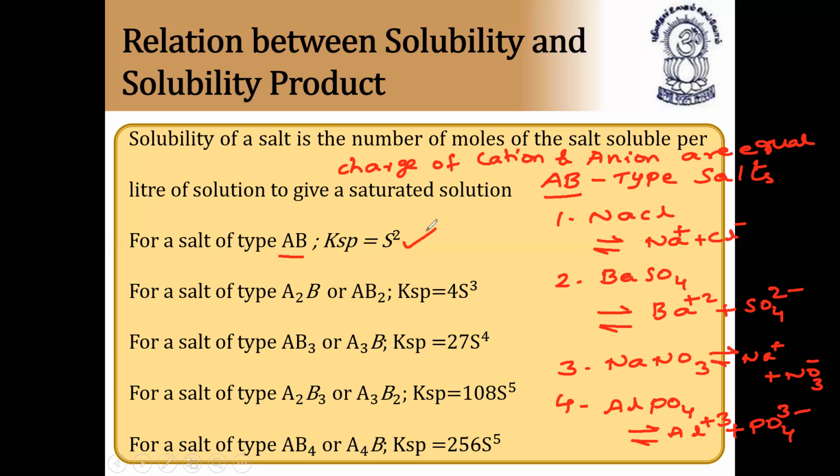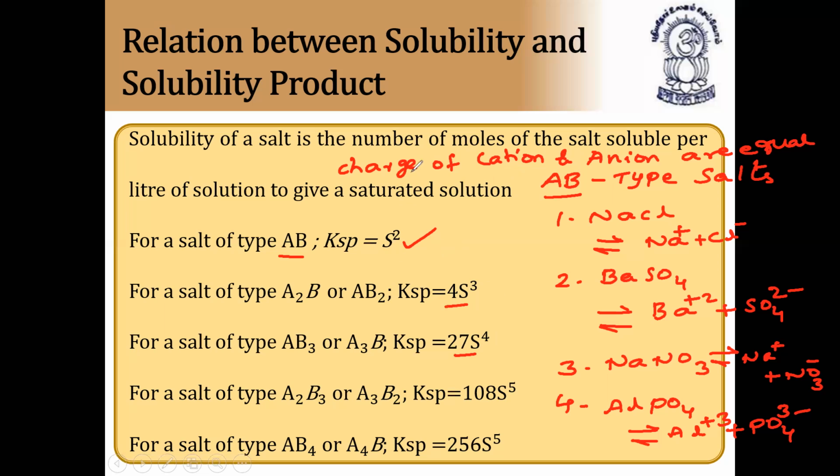The solubility product for AB type salt is S square. How it is formed, I'll tell you now. As there is no space, I'm rubbing it. Please write down in your classwork the types of AB type salts. One type of salt I will explain. This slide takes more time because they have directly given the formulas, and now I'm going to tell you how the formulas come.